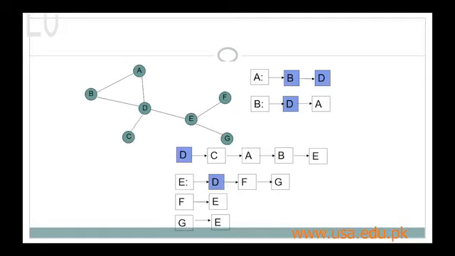Let's see another example. We have another graph, and this is an undirected graph, and if we want to represent this graph in an adjacency list, we can do that, because we have multiple nodes over here. A can communicate with B and D, so I placed that in the adjacency list, and B can communicate with A and D, so I placed both adjacent nodes on the right side.